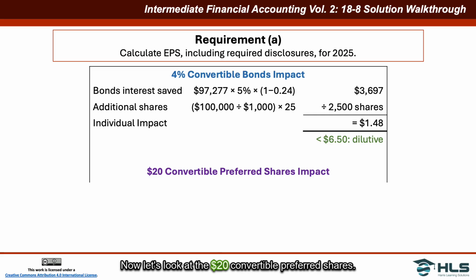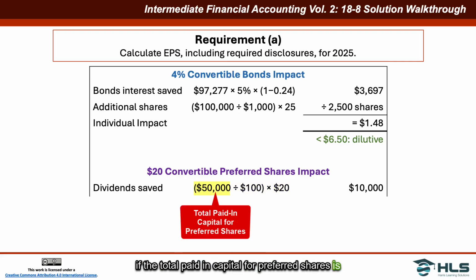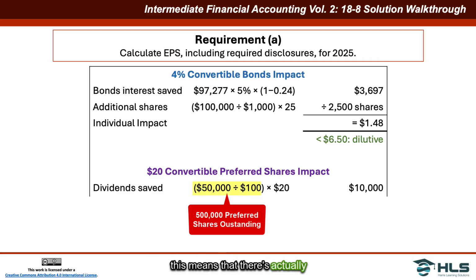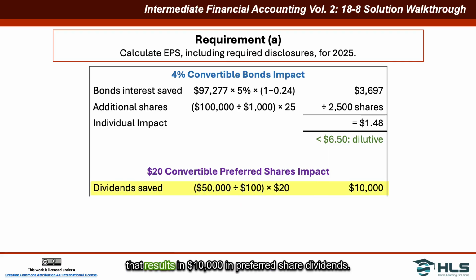Now let's look at the $20 convertible preferred share. If the preferred shares are converted into common shares, that means the company will no longer pay dividends on them. The dividends saved will get added to the income available to the common shareholders. So the total dividend saved is $10,000, and this is calculated by determining the number of preferred shares multiplied by the dividend per share. If the total paid-in capital for preferred shares is $50,000 and their par value is $100, this means that there's actually 500 preferred shares outstanding, and if they pay a $20 dividend, that results in $10,000 in preferred share dividends.